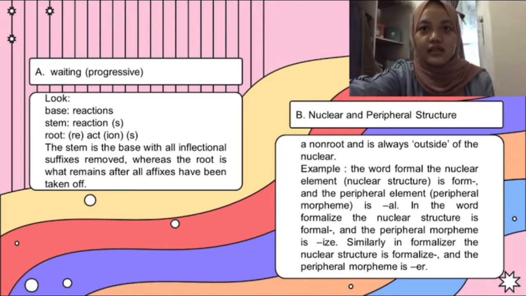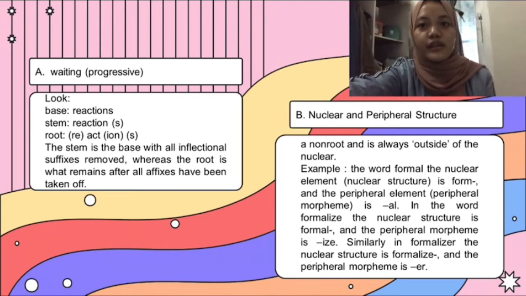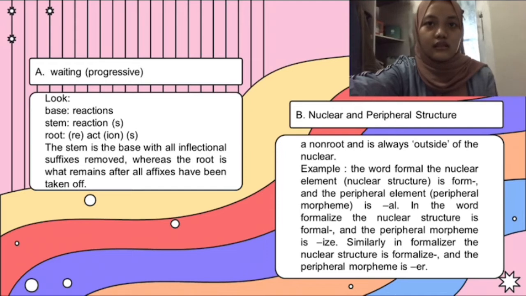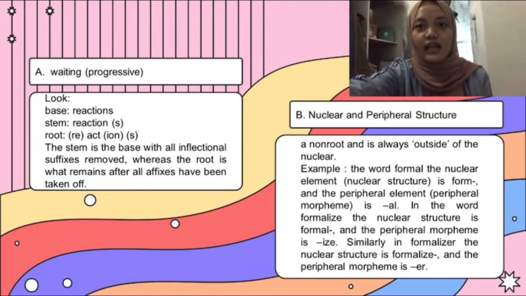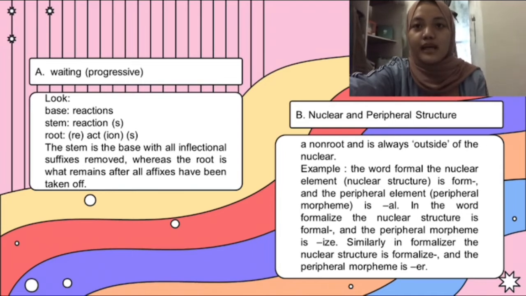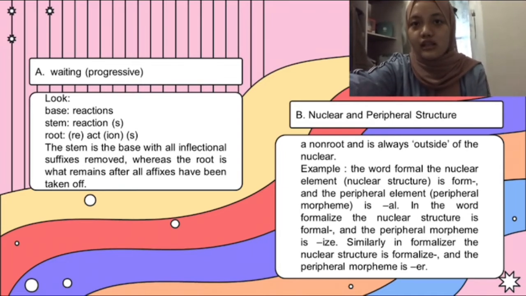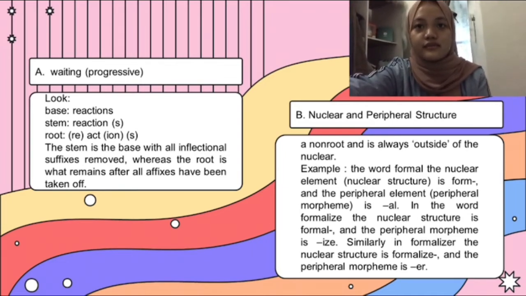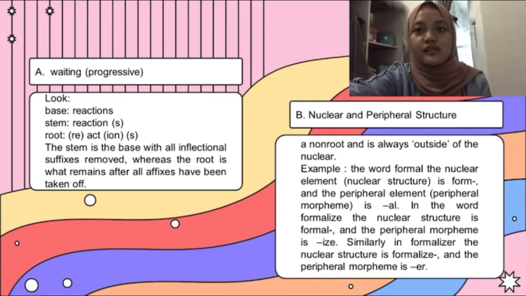Look, the base of reaction, the stem of reactions is reaction with S, the root of reactions is react, ion with S. The stem is the base with all inflectional suffixes removed, whereas the root is what remains after all affixes have been taken off.